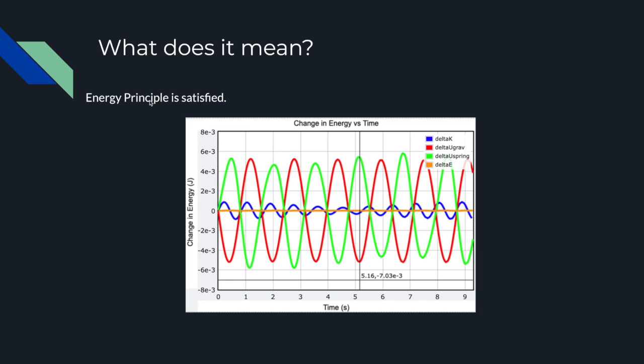It does mean the energy principle is satisfied, as you can see on this energy graph with the change in energy versus time. Delta K, delta gravitational potential energy, and delta spring energy all oscillate accordingly. However, they will always add up to be zero, and the delta E will always be zero throughout the duration of the motion.